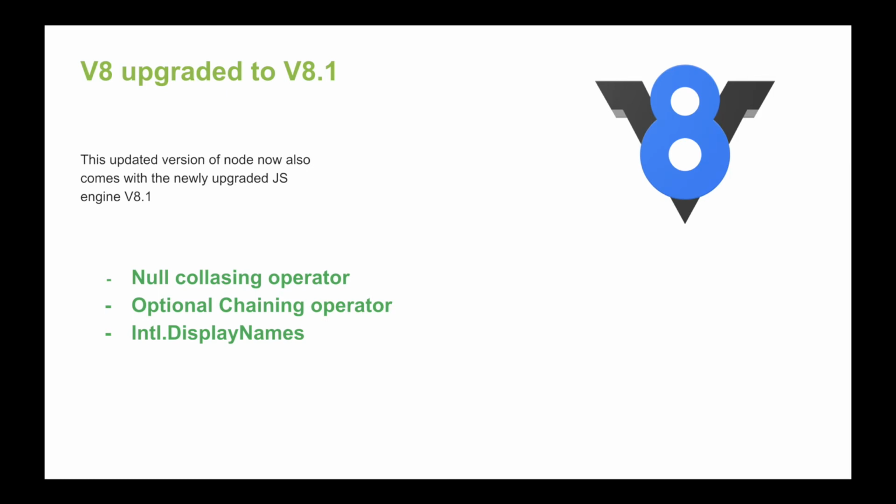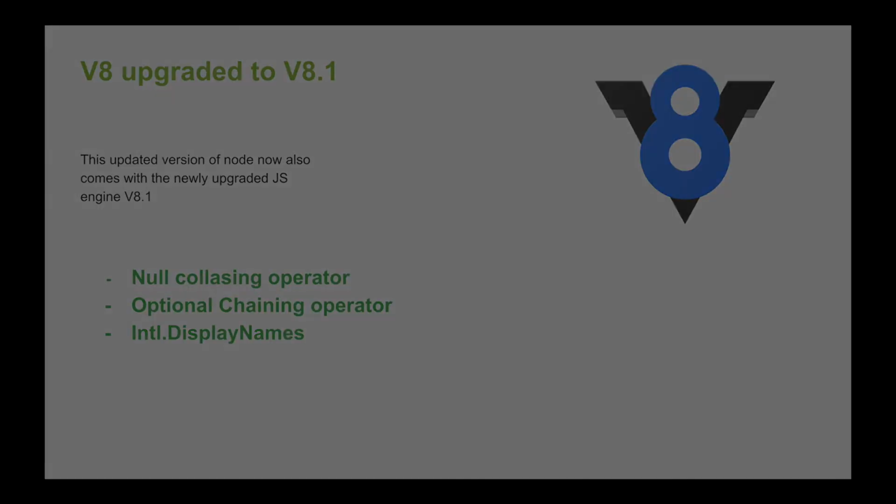V8 upgraded to version 8.1. V8 is an open source, high performance JavaScript and WebAssembly engine written in C++. It is used in Chrome and in Node.js. This updated version of Node now also comes with the upgraded engine version 8.1. Some of the things that were added in this version are the nullish coalescing operator, the optional chaining operator, and Intl.DisplayNames. We'll go through each of these points in our upcoming slides as well.